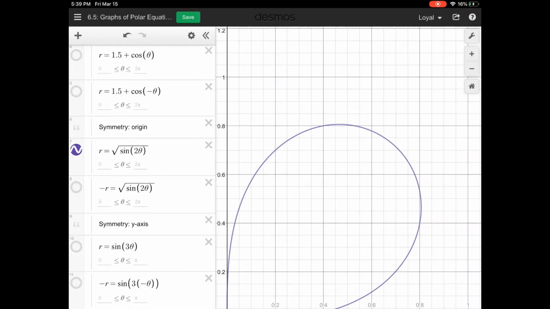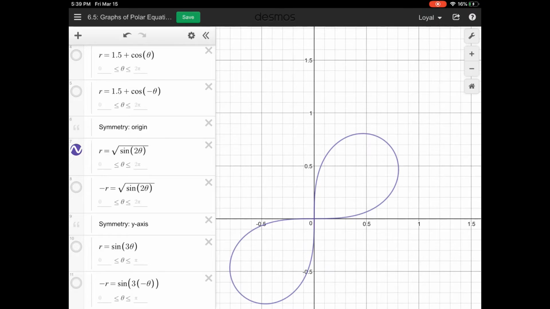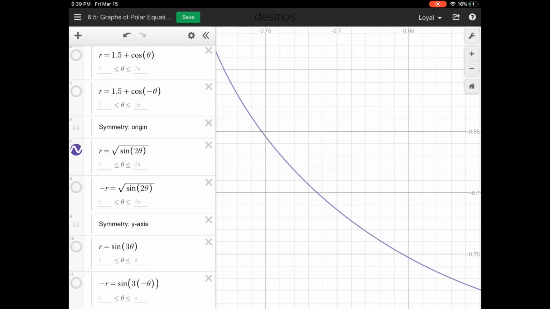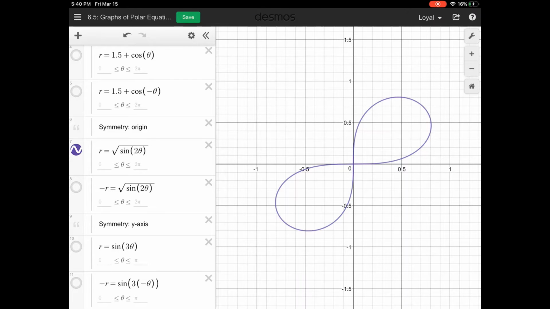If I was to take that point, it's at some angle, say maybe 45 degrees, and at some distance, say maybe 1, and let's say we wanted to go the opposite direction. Instead of going out, I wanted to go back. Let's say instead of going out to here, I decided to make r negative and go back down to, say, this point. If I can do this with every single point on the graph, then I know that it's symmetrical about the origin.